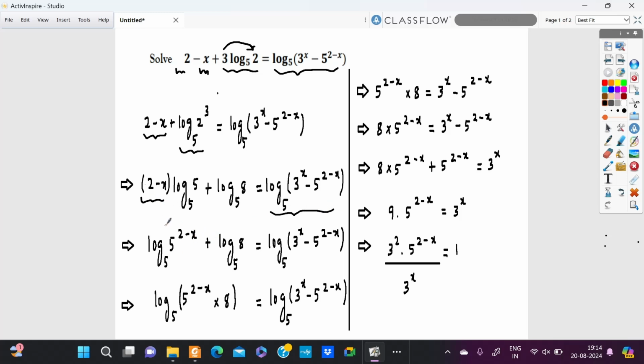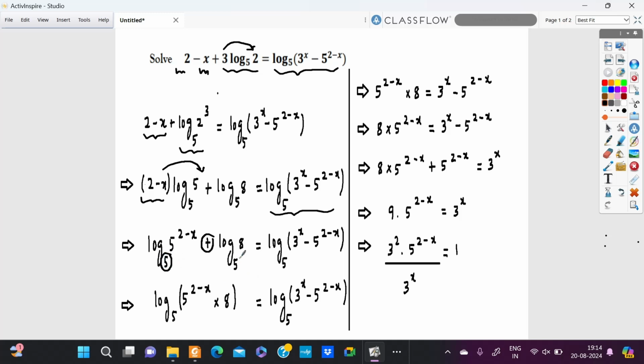Now, using the same power rule, this 2 minus x could go as an exponent here, becomes log 5 to the power of 2 minus x to the base 5 plus log 8 to the base 5 is equal to log (3 to the power of x minus 5 to the power of 2 minus x) to the base 5. On the left hand side, we could use the product rule. Log m plus log n could be written as log m times n, provided the bases are the same.